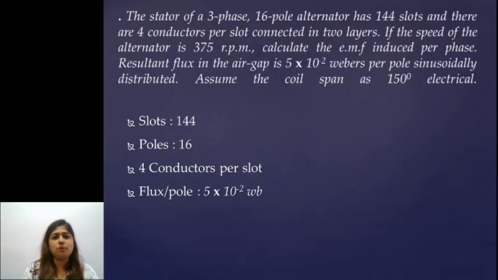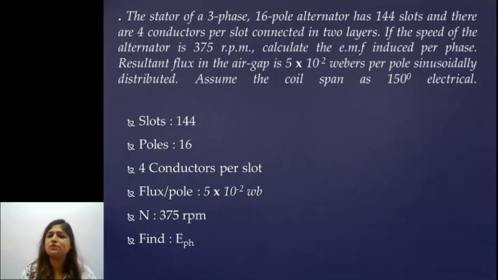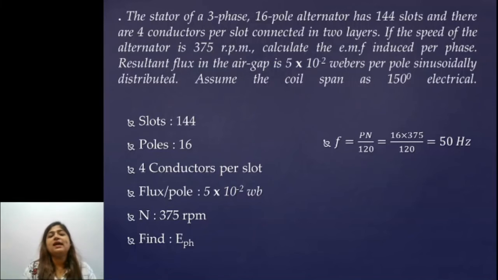The flux per pole is 5 into 10 raised to power minus 2 Weber. Speed is 375 rpm. You need to find out the phase value of the EMF. Here only the phase value is asked, the line value is not asked. Okay. Now, the very first thing you will find out is frequency. Whenever the speed is given, you have to find out frequency.